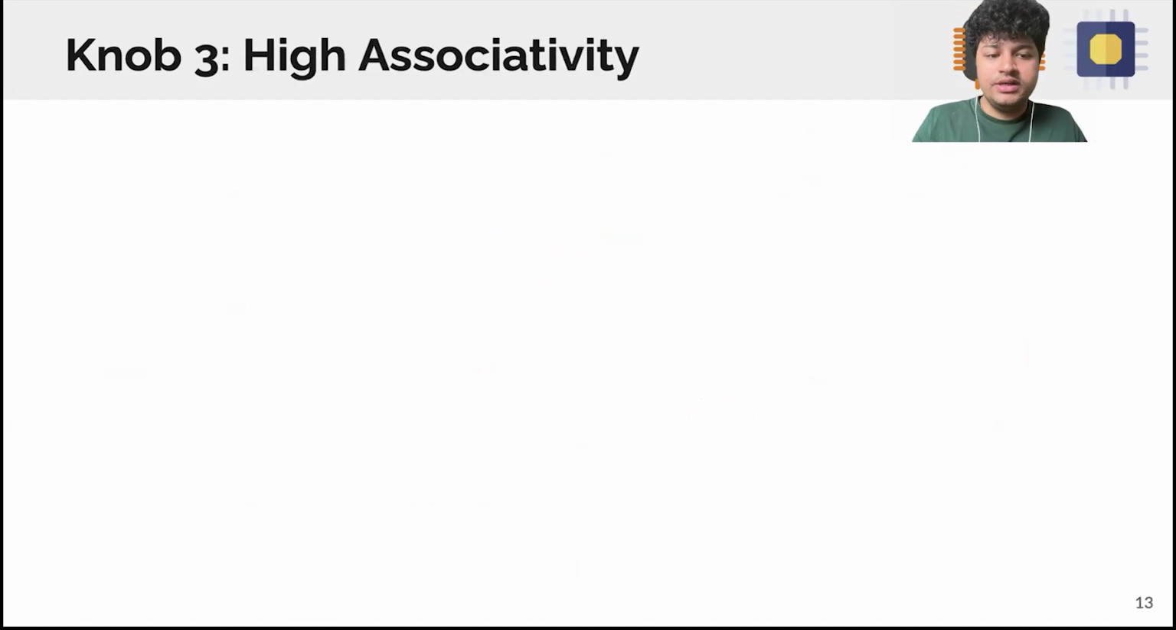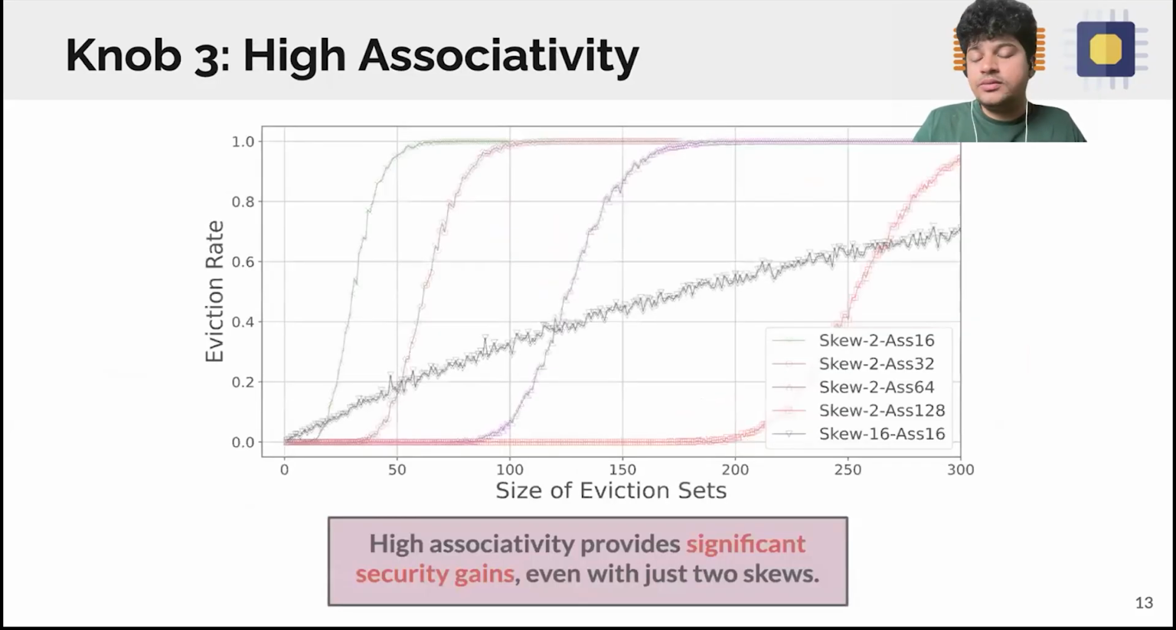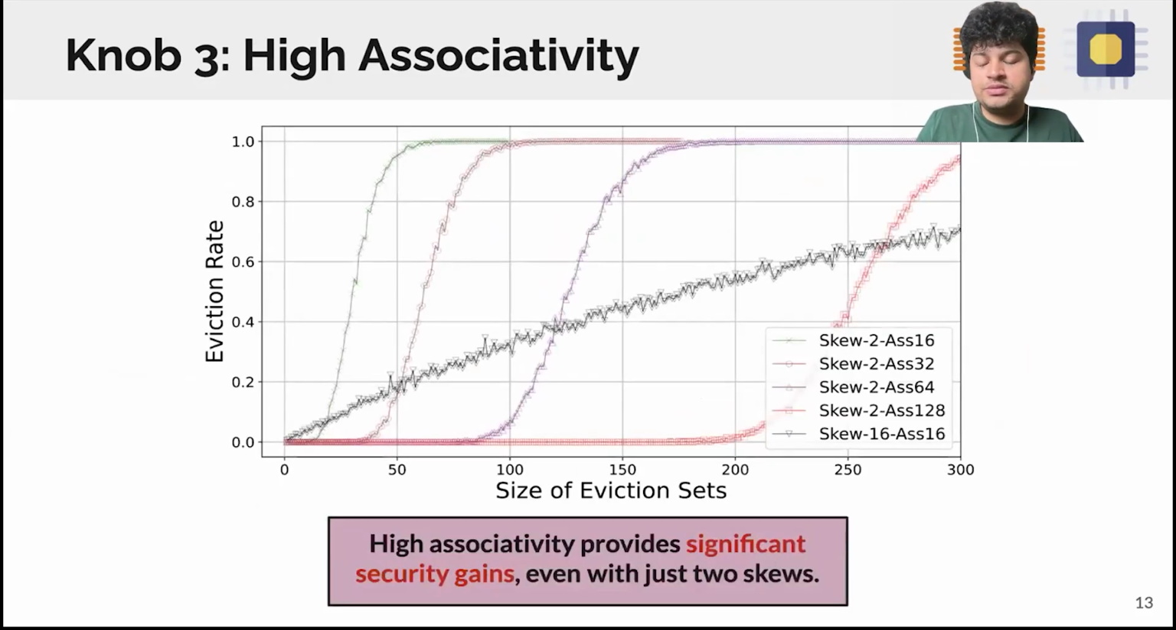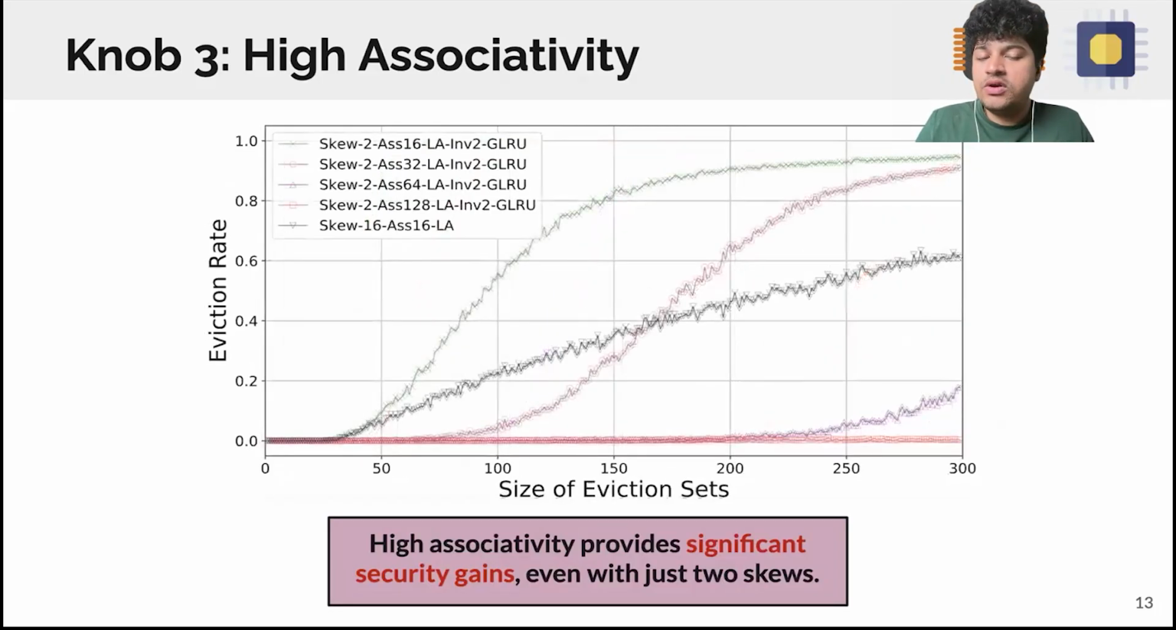Right. Next up, we have high associativity. Typical caches usually have associativities of around 16. What we want to observe here is what happens if we take that all the way up to 128. Here we observe the sweep of associativity from 16 to 128. And we see that as we go up to 128, the eviction rate keeps dropping drastically, and it provides us great security benefits. And moving on to the knobs of load aware with invalid tags and global eviction, we again observe the same trend wherein increasing the associativity provides us great security benefits. And we can see that even with just two skews, we can have great security, which is even better than a large number of skews.